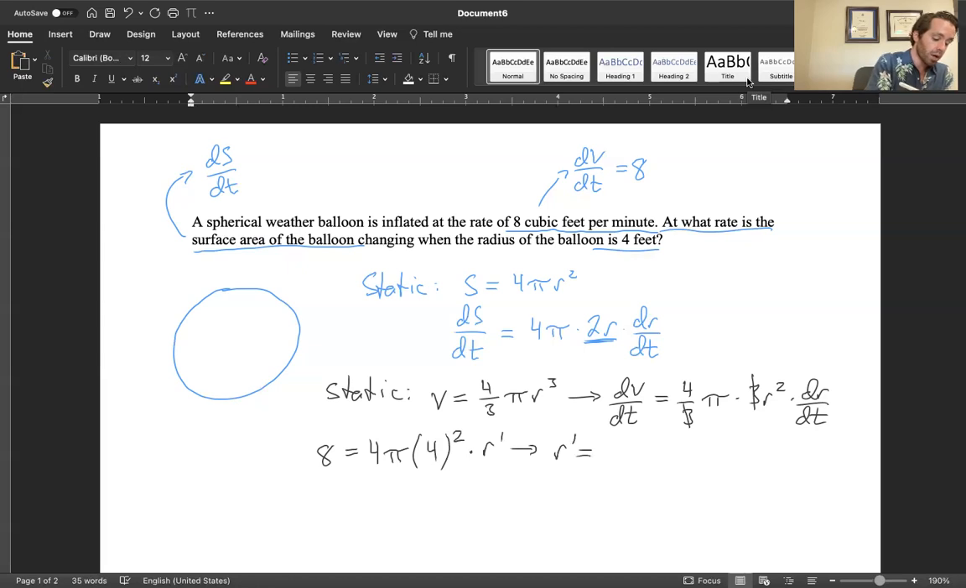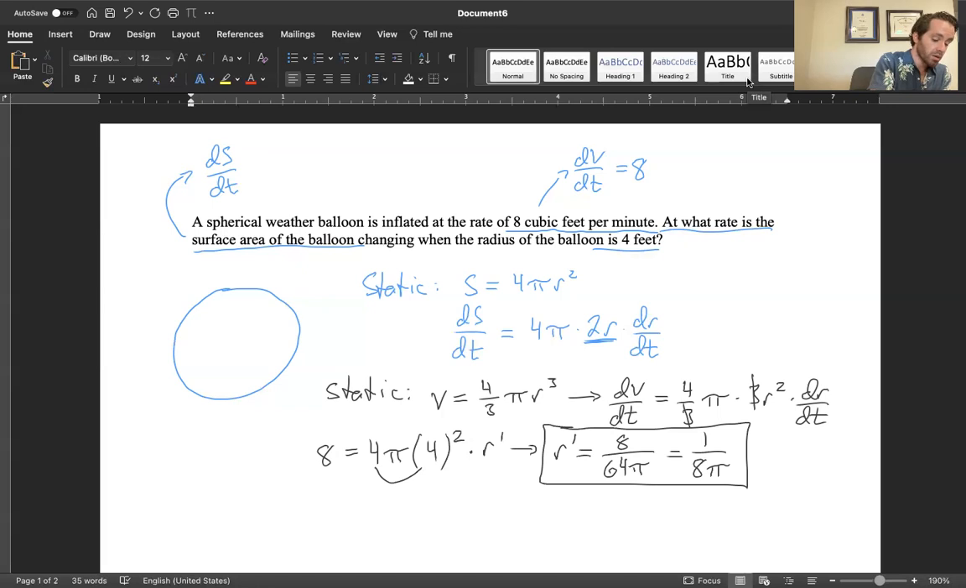That means that r prime is going to be equal to, oh geez, this is 8 over 4 times 16 is 64 pi. So this will be 1/(8 pi). Okay, so this I can use for my r prime.